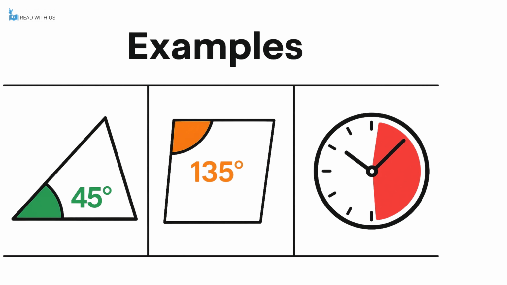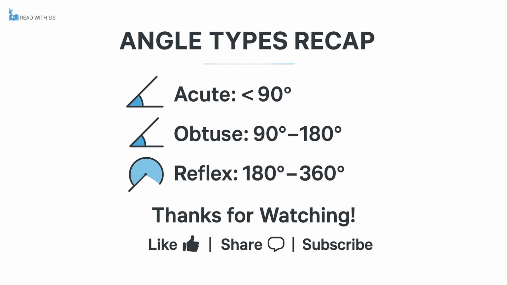So to summarize, acute equals less than 90 degrees. Obtuse equals between 90 degrees and 180 degrees. Reflex equals between 180 degrees and 360 degrees. And that's your quick introduction to acute, obtuse, and reflex angles.